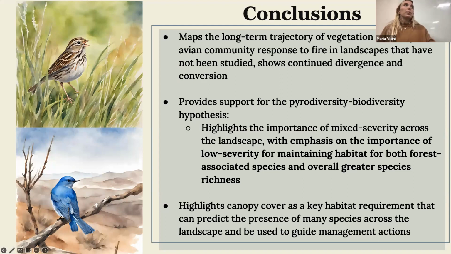These results provided support for the biodiversity hypothesis, and both highlighted the importance of mixed severity across the landscape, but with emphasis on the importance of low severity sites to maintain habitat for both forest and overall greater species richness. Finally, we've highlighted canopy cover as a key habitat requirement, which can predict the presence of many species across the landscape and be used to guide management actions.